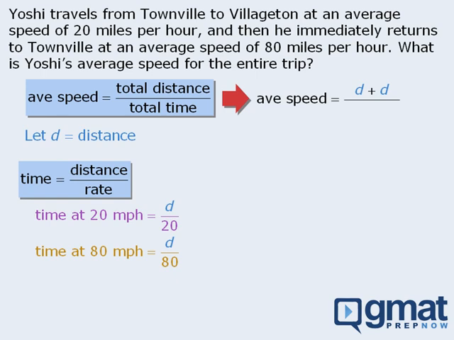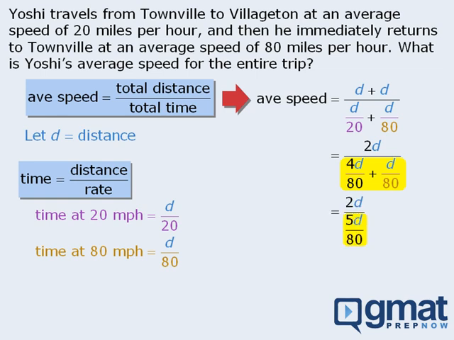Now that we have calculated the two separate travel times, the total travel time will equal D over 20, the time spent driving at 20 miles per hour, plus D over 80, the time spent driving at 80 miles per hour. At this point, we need to simplify. First, we can simplify the numerator to be 2D, and next we will rewrite the fractions on the bottom with the same denominators. Now that the denominators are equal, we can combine the fractions to get 5D over 80.